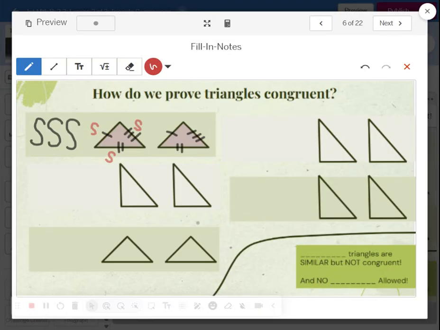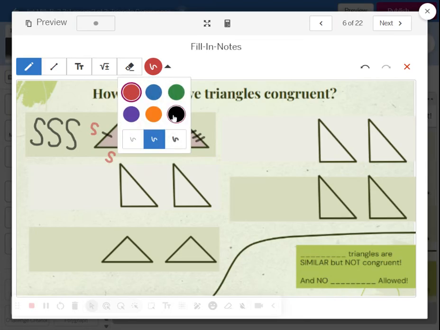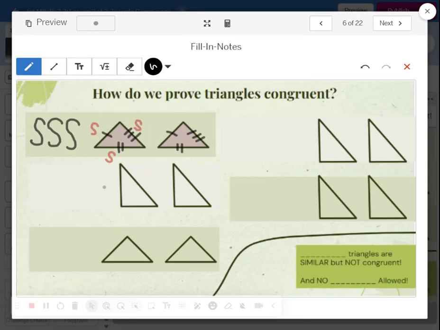That's what we're going to show in each of these different examples. We don't need to show every single angle and side matches up. That's going to be too crazy. We don't need to do that. All we're doing is using one of these acronyms, and that's it. We can stop there. Our work is done.